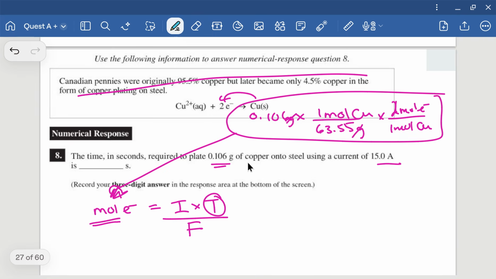You also have your amps, 15.0, so that will go in for the I. You have Faraday's constant, and if you don't remember it, it's in your data booklet. It's 9.65 times 10 to the power of 4, and you're going to isolate T. Remembering that T is in seconds, and when we are done, we should see that T is 21.5.